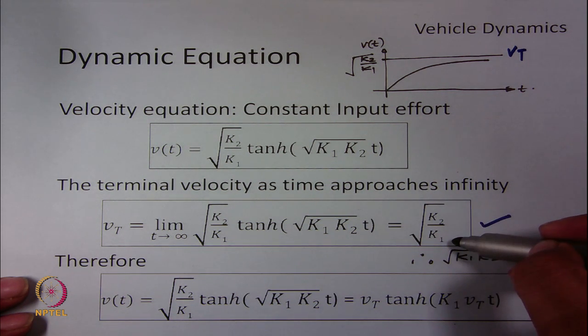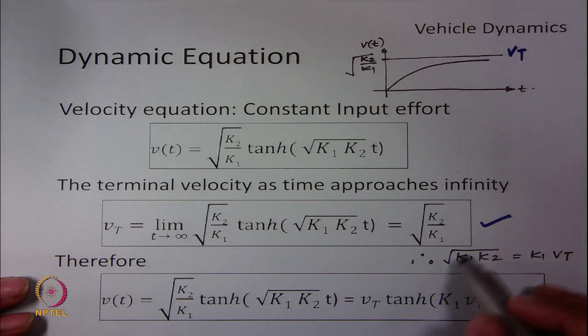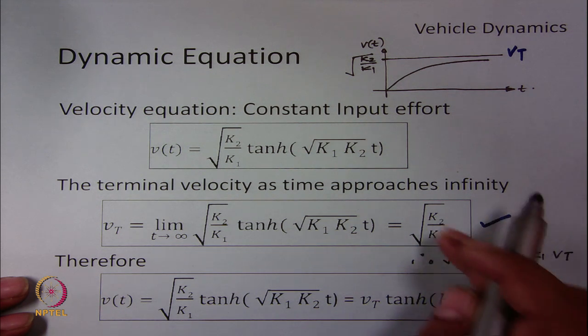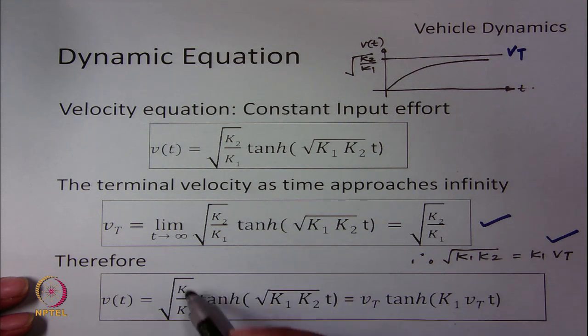So, once this value is known, we can do this simplified substitution, which is root over k1 into k2 is now k1 into Vt, because if you resubstitute this in a proper way, you are able to find this expression, and this can be substituted in this expression of V of t as this. So, this is Vt and this is k1 Vt. So, this is the simplified expression of V of t in terms of terminal velocity, which the system will finally end up at.